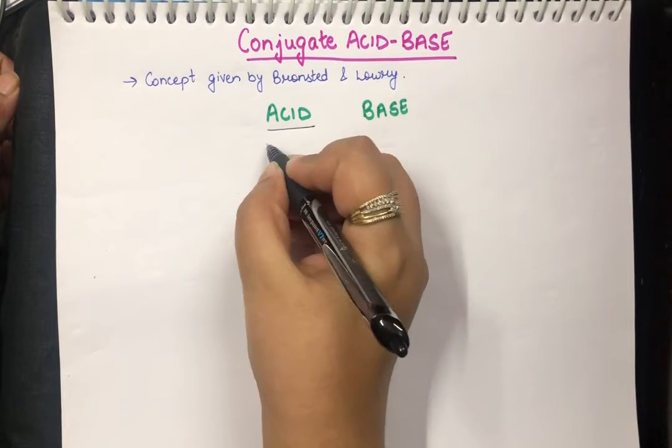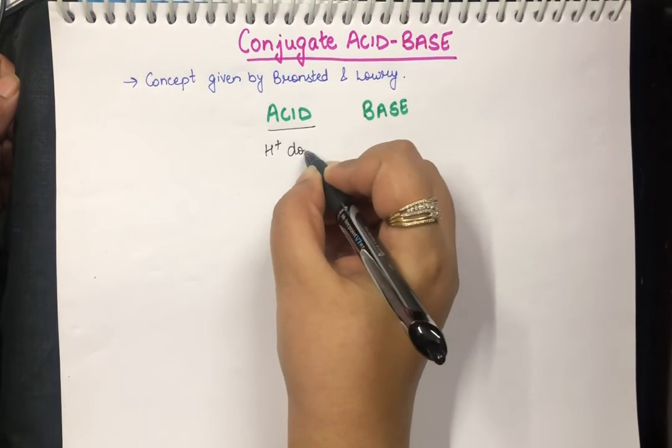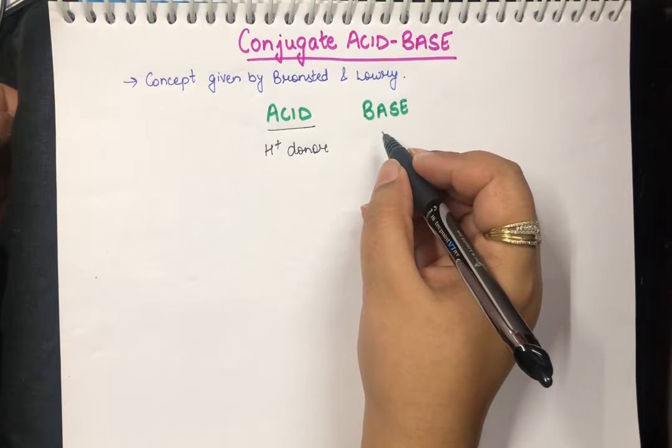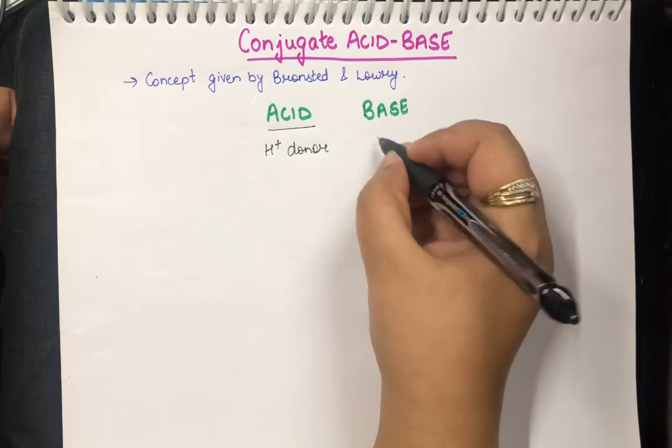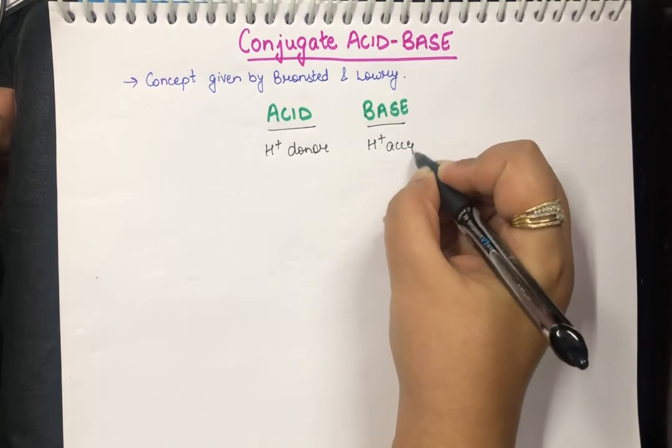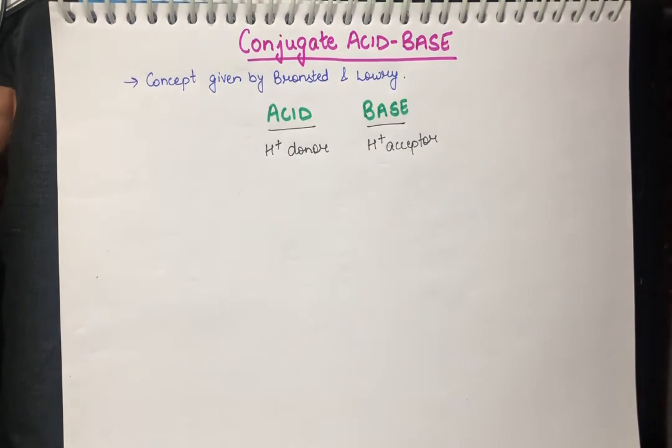So I can say that acid was a hydrogen donor. And according to them, the bases are the substances capable of accepting a hydrogen ion. So I can say it is a hydrogen ion acceptor. So this was the main criteria on which Bronsted and Lowry defined an acid and a base respectively.